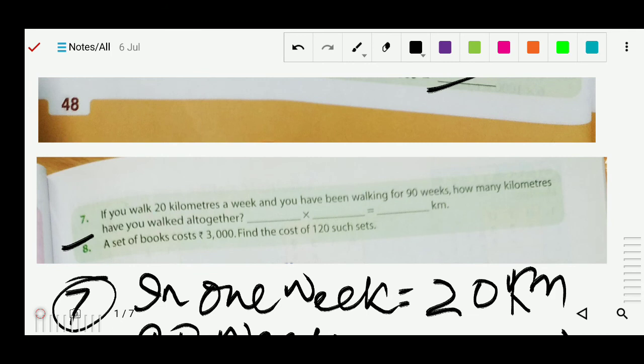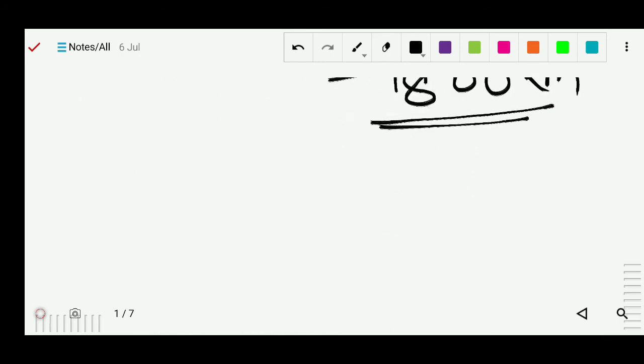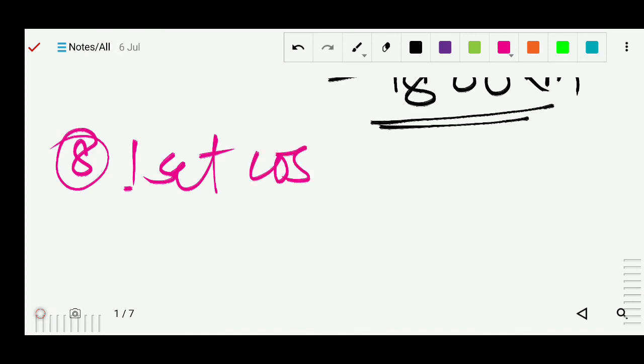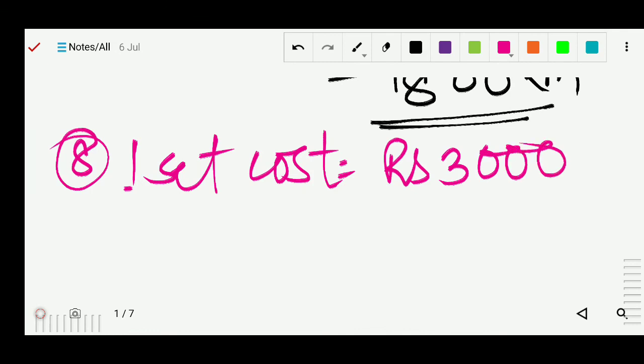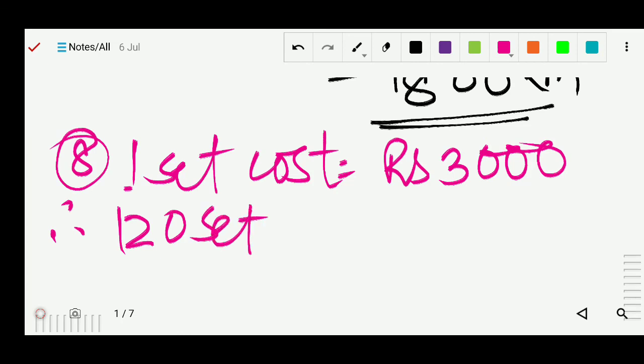Okay, now question number 8. A set of books costs 3000. Find the cost of 120 such sets. It means if you buy one set of books you have to pay 3000, and we buy 120 sets. So we will solve like this. One set cost was rupees 3000. We have to find the cost of 120 sets.